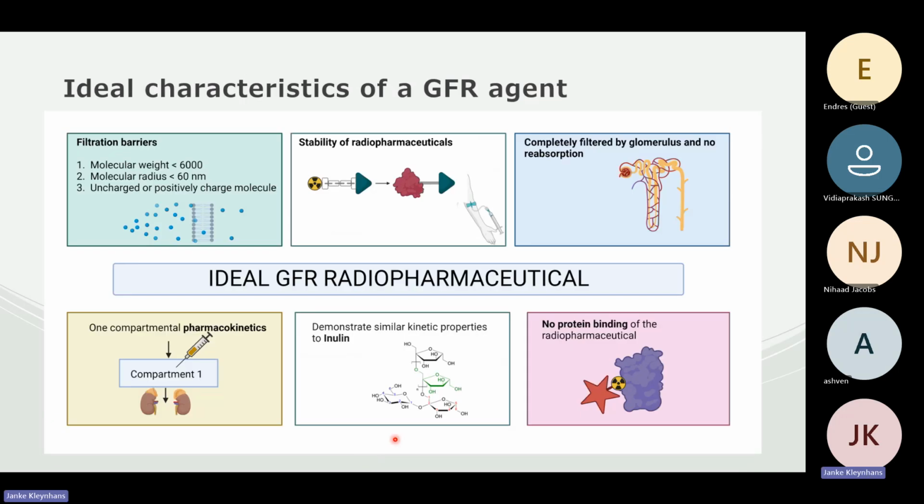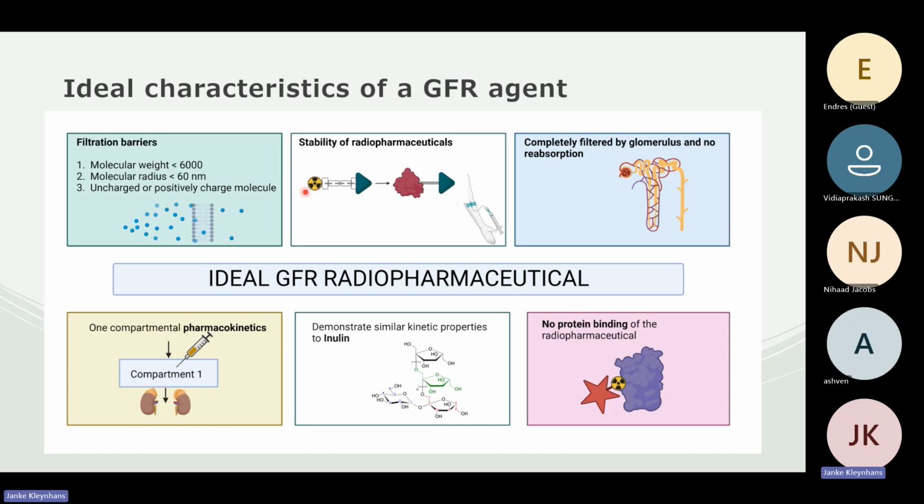Of course, first we will look at the ideal characteristics of a GFR agent. It should be filtrated easily. Like we said, it should be injected in the central compartment and then excreted logarithmically with concentration in the blood. So whatever is filtered out, there should be no barriers towards filtration. It should also be uncharged or positively charged to be excreted easily.